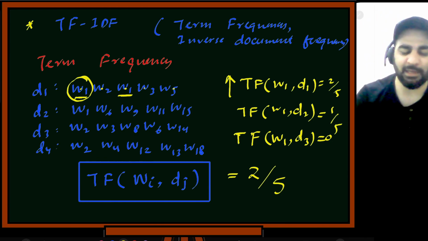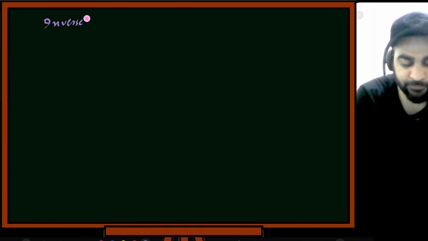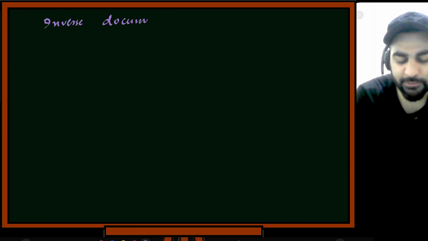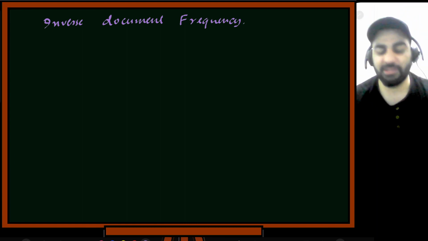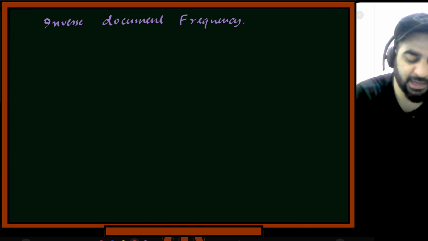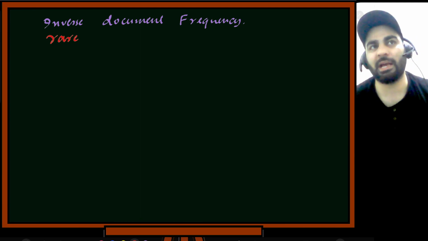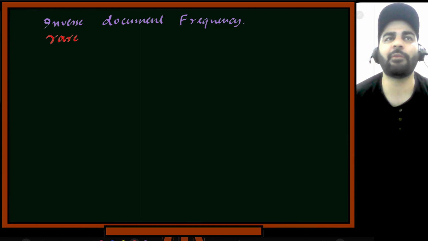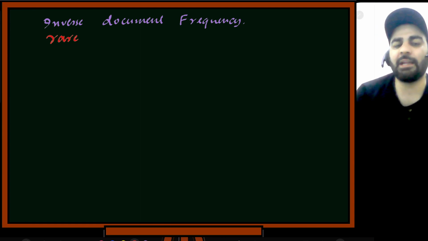Then the other thing is called inverse document frequency. What is this inverse document frequency? First I'll tell you what it measures. It measures the rarity of a word. It measures if a word is very rare across the entire corpus of documents. If a word is very rare and particular to that document only, then it will assign it some value.